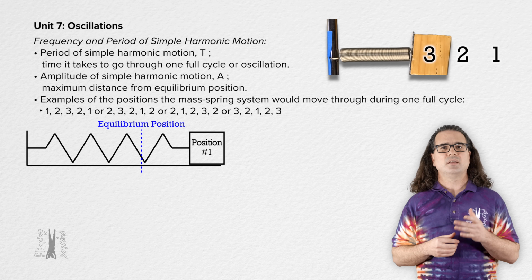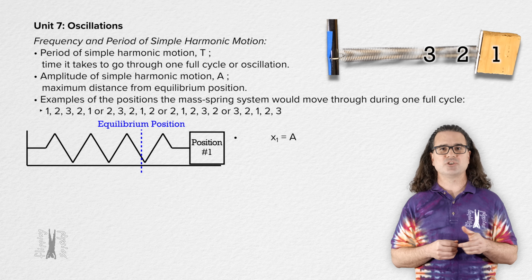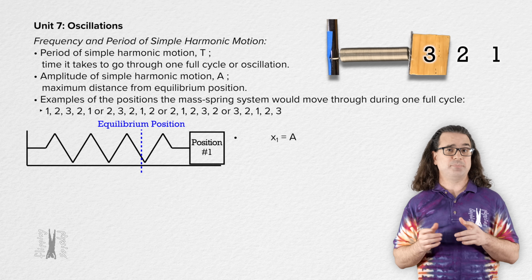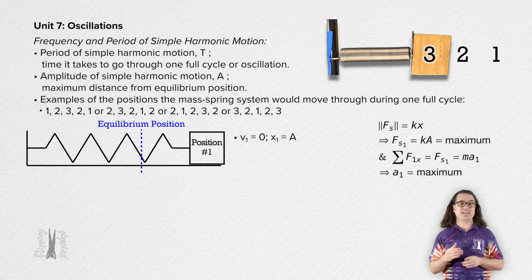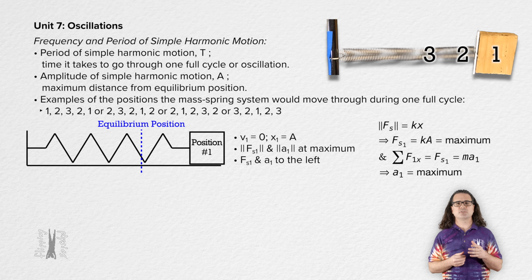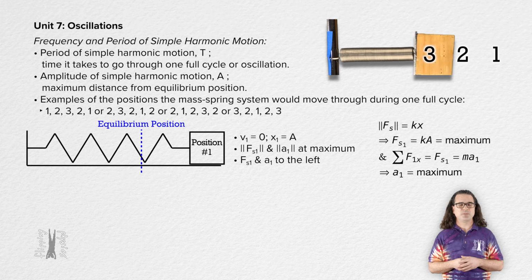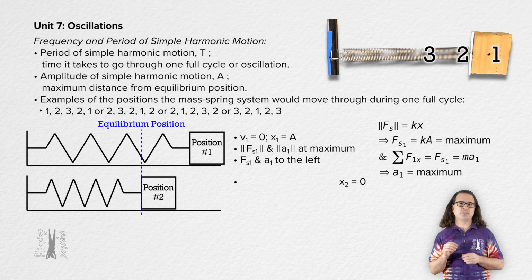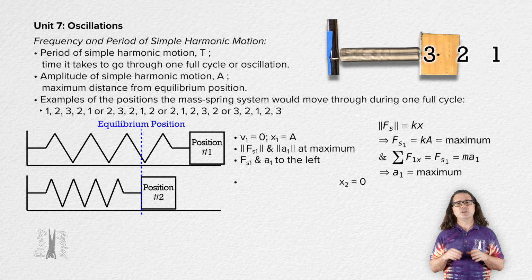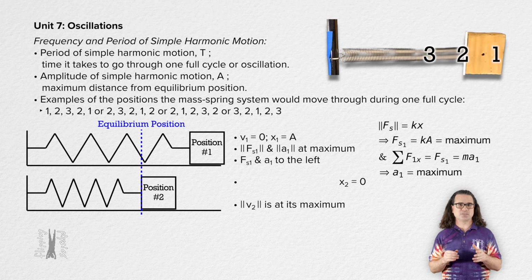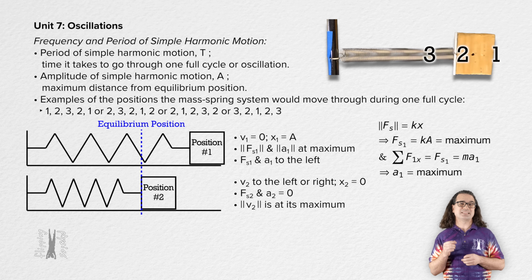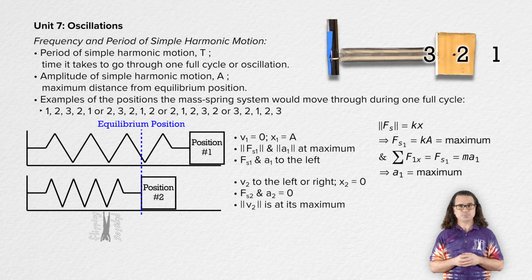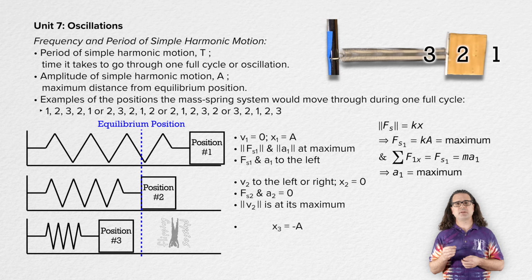At position 1, the displacement of the mass from equilibrium position is at its maximum value, the amplitude. The velocity of the mass is 0, the spring force and acceleration of the mass are at their maximum magnitudes, and the spring force and acceleration are directed to the left. At position 2, the displacement of the mass from equilibrium position is 0, the velocity of the mass is at its maximum magnitude, the spring force and acceleration are both 0, and the velocity of the mass is either to the left or right.